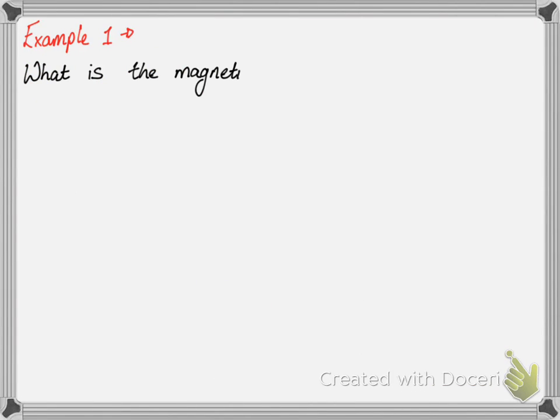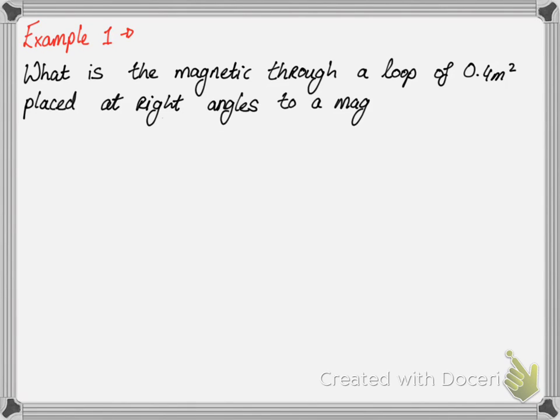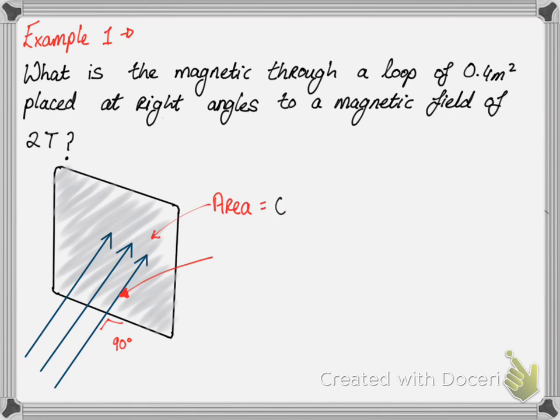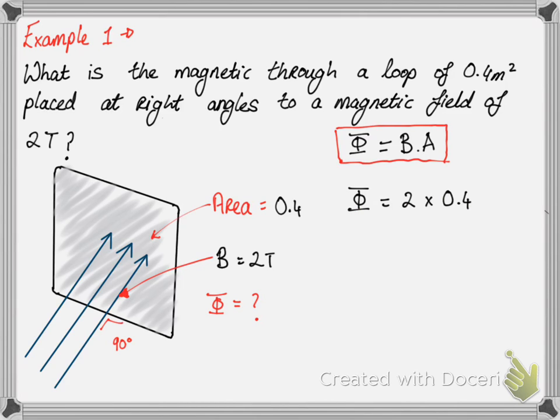So example 1. What is the magnetic flux through a loop of 0.4 meters squared placed at right angles to a magnetic field of 2 Tesla? So again, we draw our diagram. Here the area is 0.4 and the magnetic flux density is 2 Tesla. We use our formula. So magnetic flux is equal to magnetic flux density times A. We're trying to calculate magnetic flux. So we substitute our values into the formula, 2 by 0.4, and that gives us 0.8 Weber. Simple.